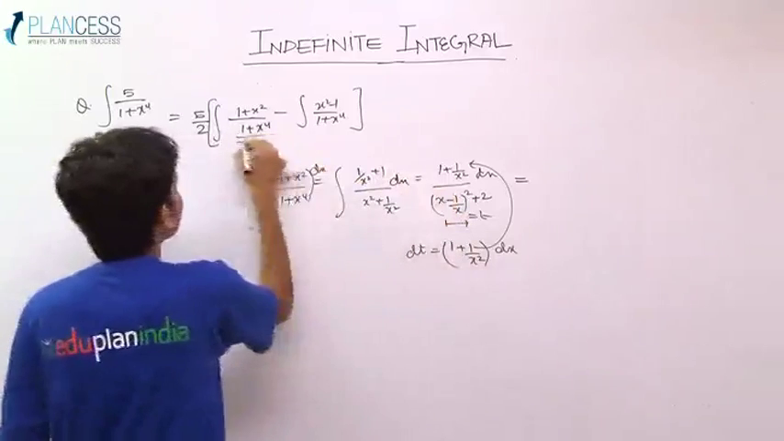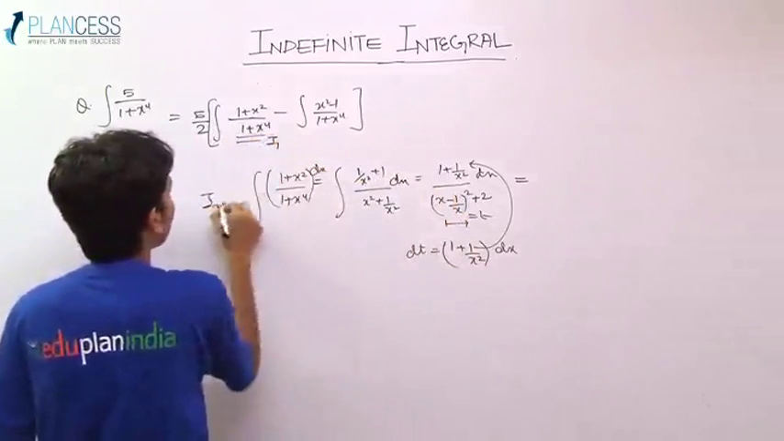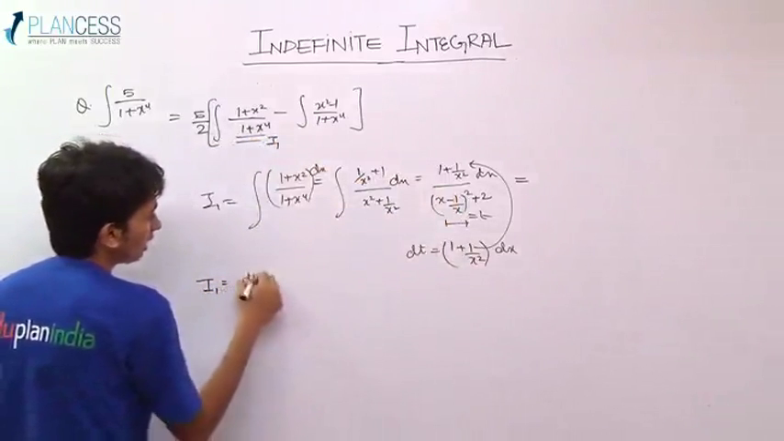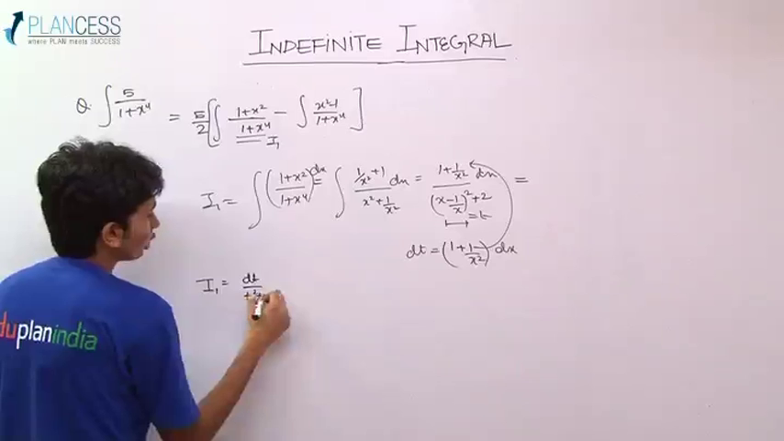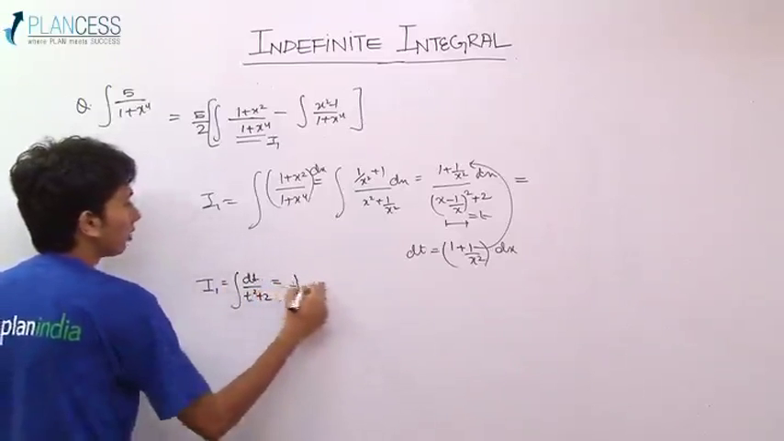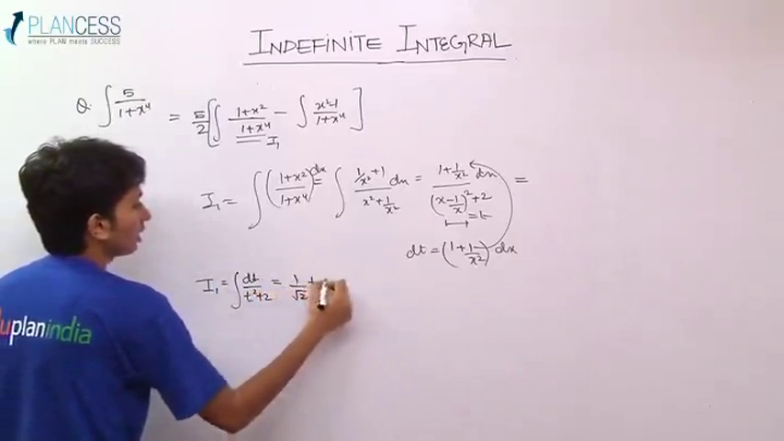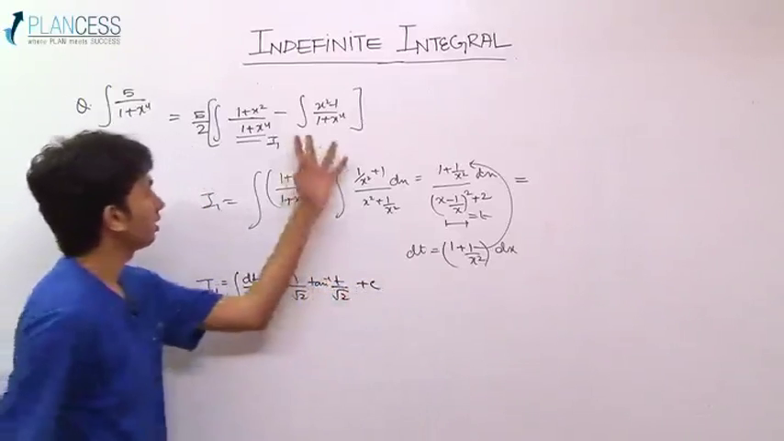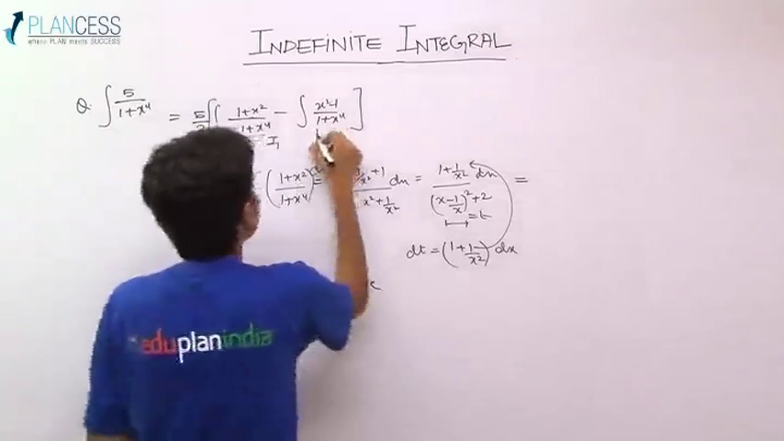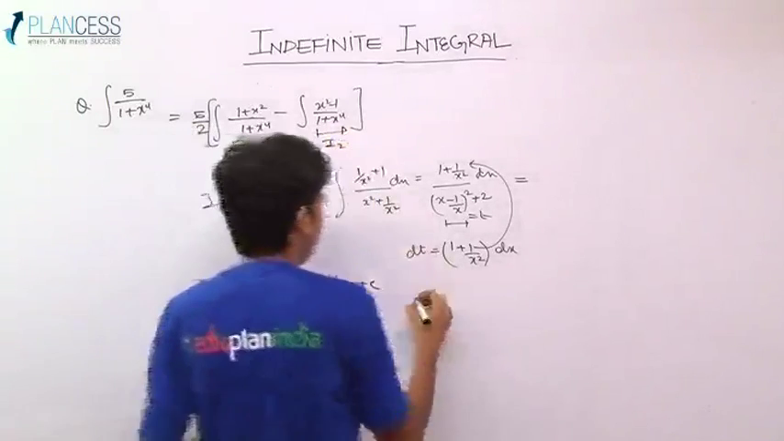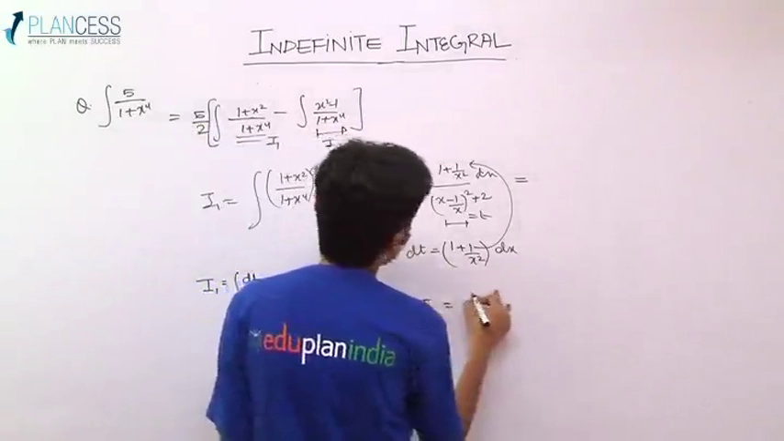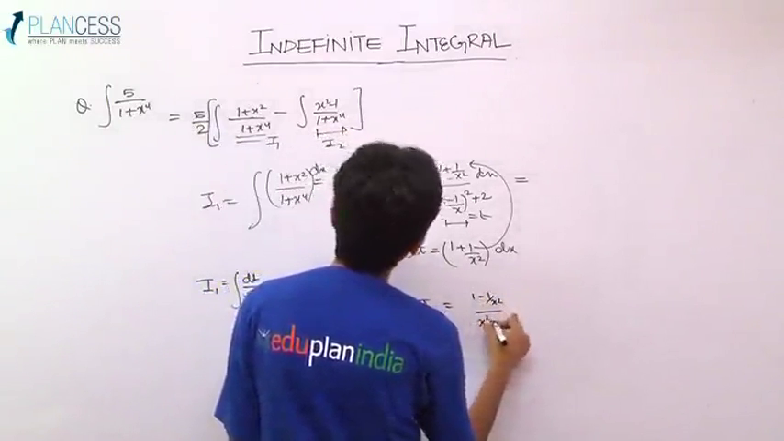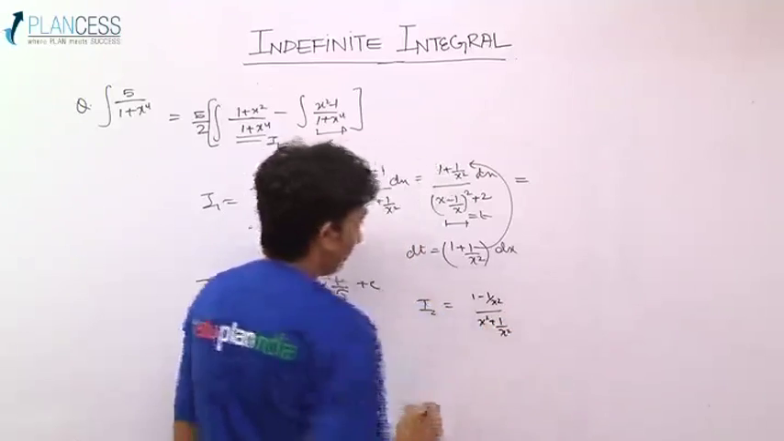Say this is I1, so I am solving I1. After substitution, this is nothing but dt upon t square plus 2, which you can write as 1 by root 2 tan inverse t by root 2 plus constant. In a similar way, you can solve I2 also. So if this is I2, I2 can also be written as 1 minus 1 by x square upon x square plus 1 by x square.